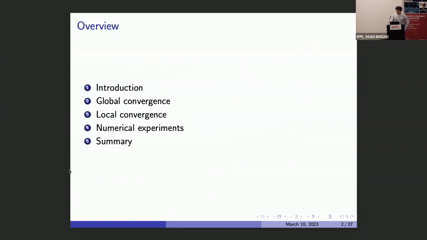So first, I want to introduce the problem, then quickly speak about global convergence. Then I want to speak a little bit more on local convergence, present some numerical experiments, and conclude.